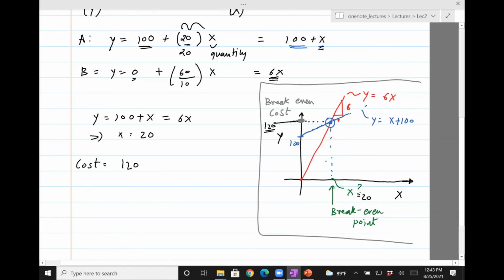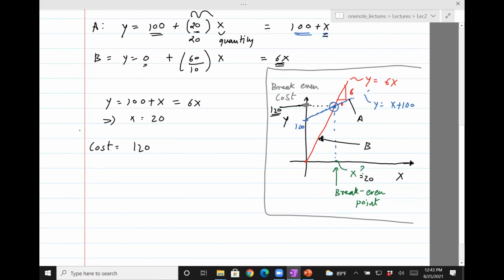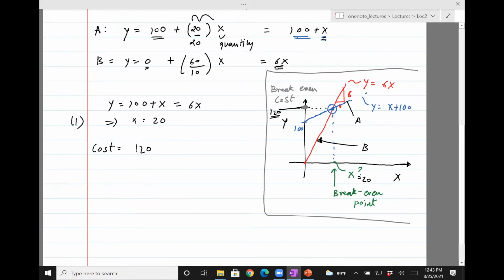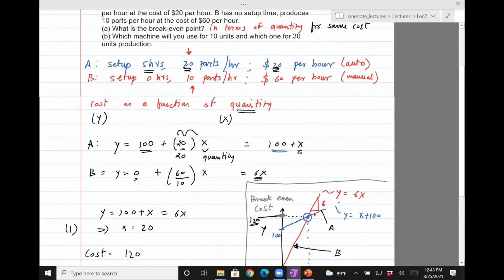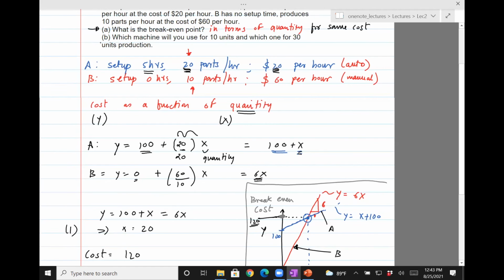Okay, so it's saying that if you are producing less than 20 parts, you want to go for B, right? If you're producing more than 20 parts, you need to go for A, because the costs for A in that case are lower compared to that of B. So that's your first part in the question. So the break-even point, which is X equals 20.